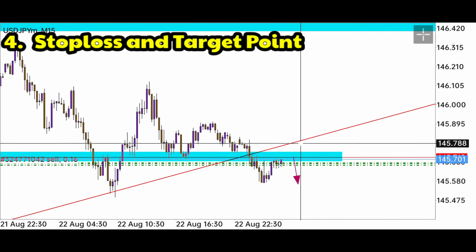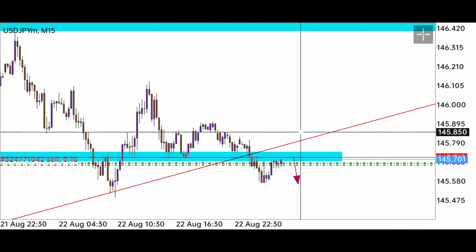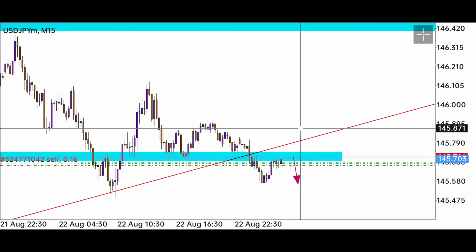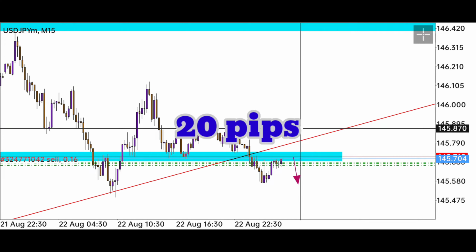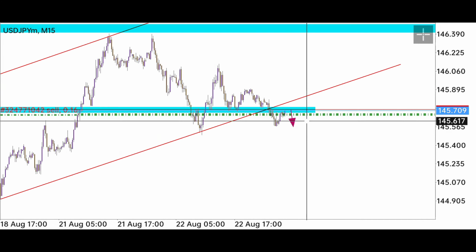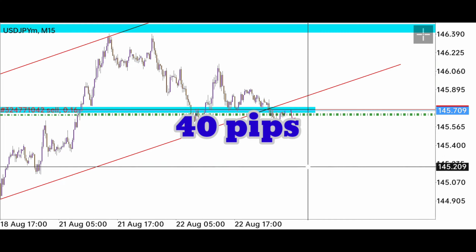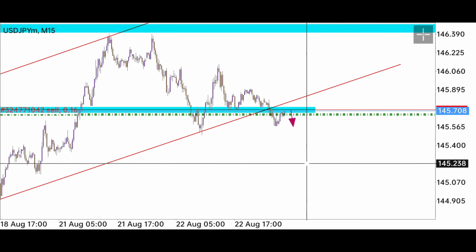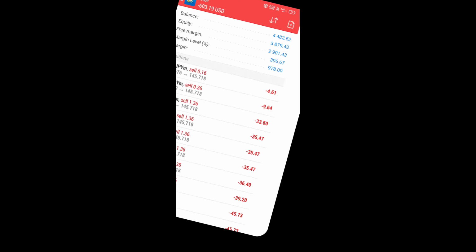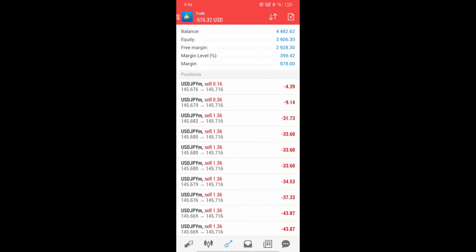Here my stop loss will be placed above the strong support resistance level and inside the trend channel, which is 20 pips. If this is a fake breakout, our stop loss will be hit, and the target point will be 40 pips below, where the market will make a new lower low. The way we analyze the market, it should go down. Guys, here our loss is running around $600.